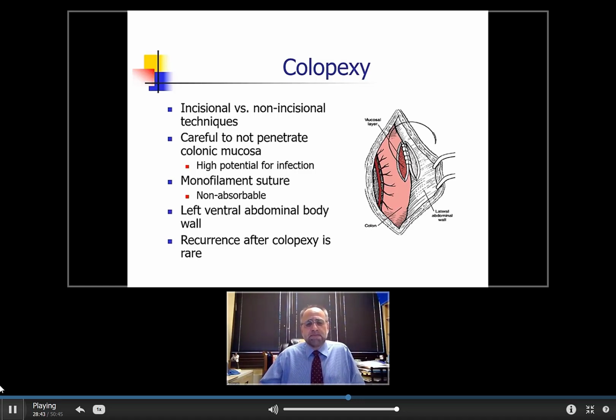In general, we have to be careful with this that we don't pass our suture through full thickness into the colon because that could potentially cause an abscess at that location. We generally use monofilament non-absorbable suture to create a permanent pexy. It's something small, usually 3/0 or 4/0 suture, and it's just a small double line of simple continuous, just like for a gastropexy. And after colopexy, recurrence of the prolapse is pretty uncommon.